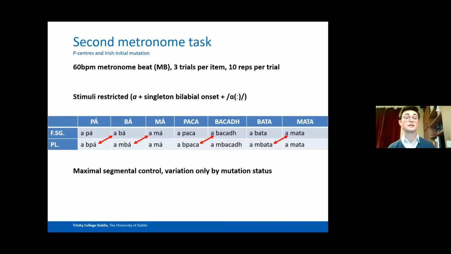second iteration of this task. The frame was kept largely the same. I had a metronome beat at the same speed. I increased the number of trials per item in order to get better bang for my buck out of each item, not least because recruiting participants in the field is sometimes a bit trying. So I was trying to get as much data as I could.